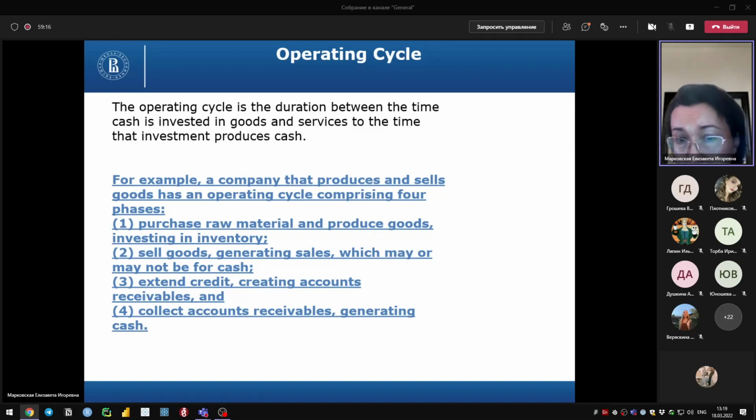This operating cycle may have 4 phases. For example, phase 1: purchase raw material, produce goods, so investing in inventory. Phase 2: sell goods, generating sales, which may or may not be for cash. The third stage: extend credit, creating accounts receivable. And the fourth stage: collect accounts receivable, generating cash. So it is the operating cycle from purchasing raw material to generating cash.